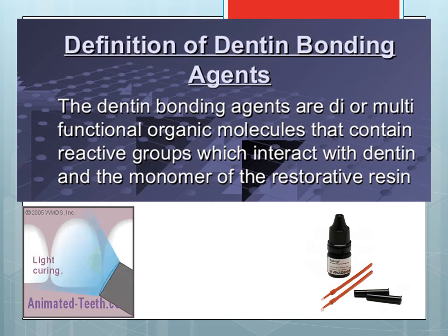So what are dentine bonding agents? Dentine bonding agents are di or multifunctional organic molecules that contain reactive groups which interact with dentine and the monomer of the restorative resins. So basically their function is to interact and bond from one end with the dentine and from the other end with the composite.